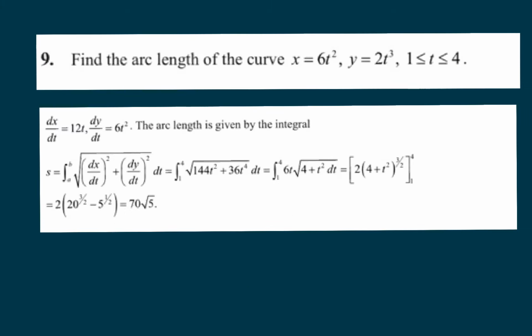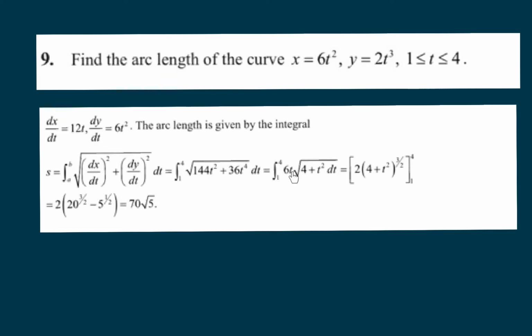The next problem says find the arc length of x of t equals 6t squared, so it's the same thing. So I will use this equation: the integral of the square root of the derivative of x with respect to t squared plus the derivative of y with respect to t squared, dt. So what is the derivative of x with respect to t? 12t. What is 12t squared? 144t squared. What is the derivative of y with respect to t? Y of t is 2t cubed, so the derivative is 3 times 2, 6t squared. 6t squared squared is 36t to the 4.